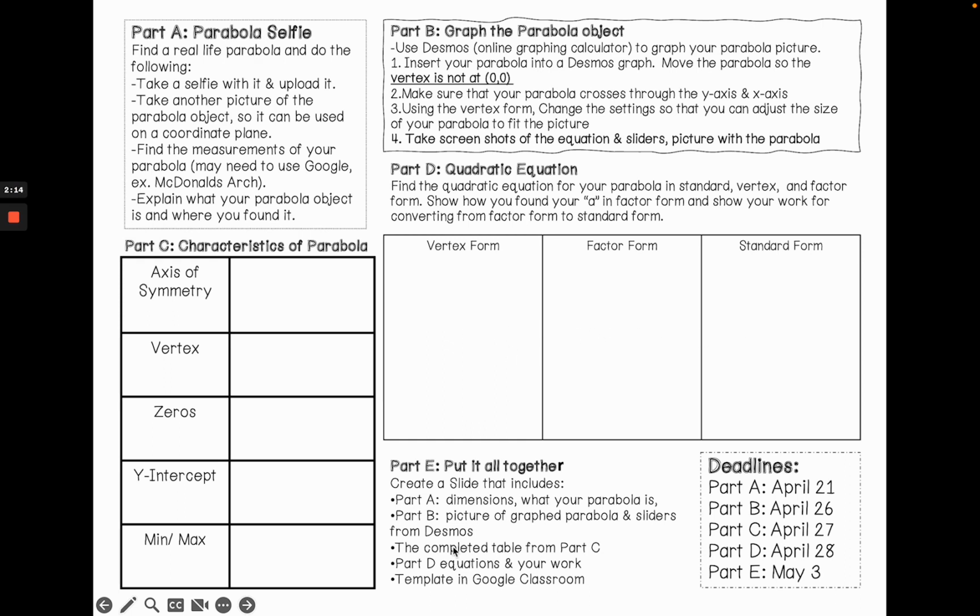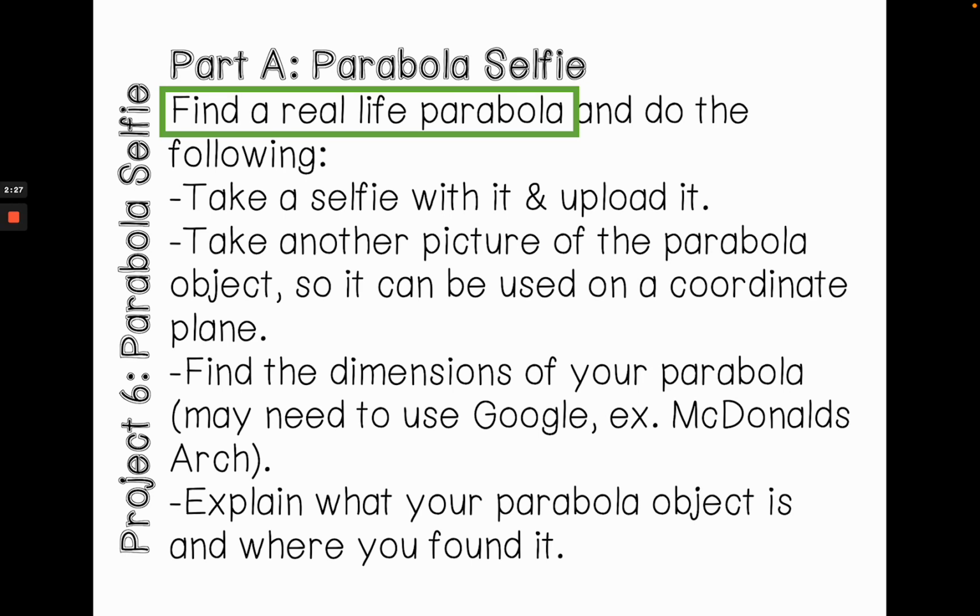At the end of your project, we're going to put it all together on one slide, parts A through D, that will include all of the following information. Okay, so let's talk about part A. In part A, we're first going to find a real life parabola. So let's talk about the characteristics of a real life parabola.